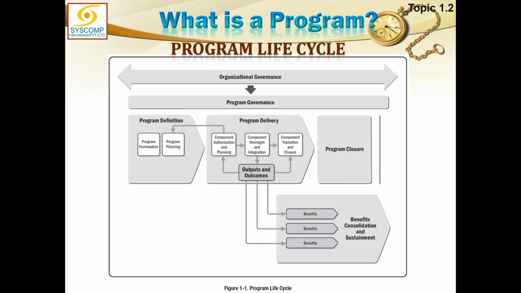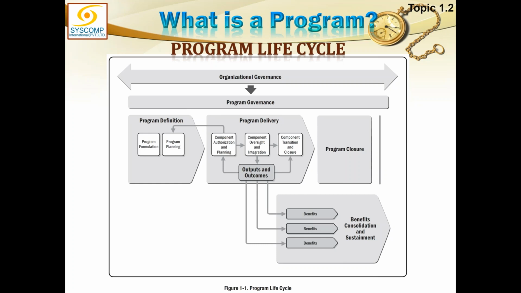What are these steps? First of all, the program will have to be defined. When the program is to be defined, first step would be program formulation and then program planning. Then we move on to program delivery, where the various components of the program, like the projects or sub-programs or whatever, are to be authorized, meaning the charters of the project and sub-programs will be issued here, and the planning will be done here. Then we will have oversight and integration of all those components. Oversight means how they are working.